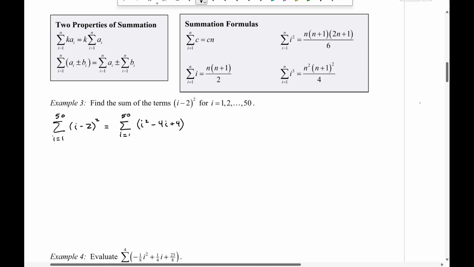And now we'll go ahead and use this property of summations to split up these three terms into three separate summations. Next, we'll use this property here to factor out this 4 in this middle summation, so it'll look something like this.